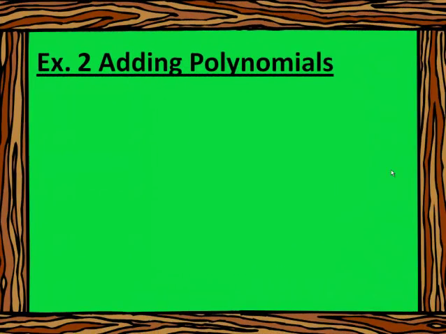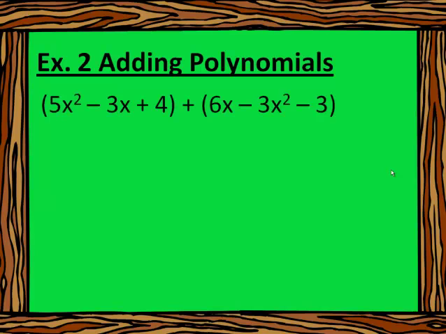Example number 2, adding polynomials. I have two polynomials again. In parentheses, 5x squared minus 3x plus 4, close parentheses, plus parentheses 6x minus 3x squared minus 3. So once again, I have to rewrite my polynomials so the exponents of x are in descending order.